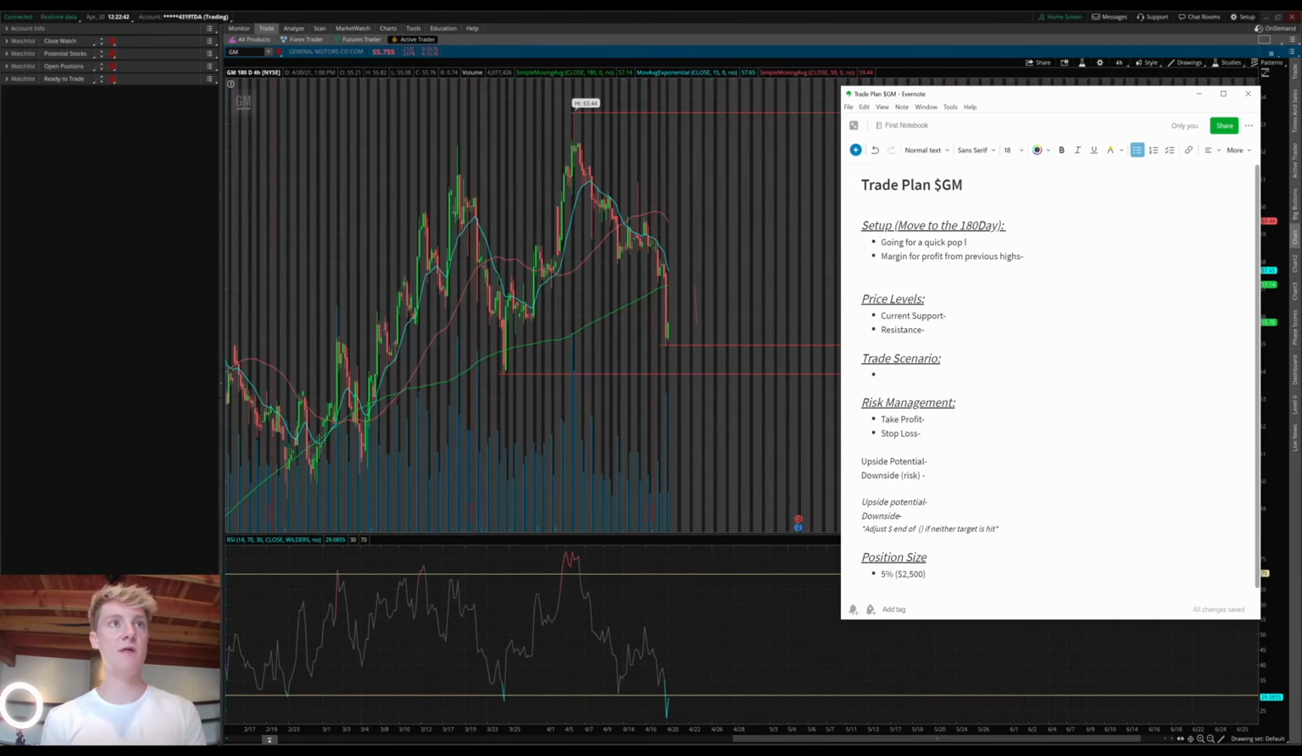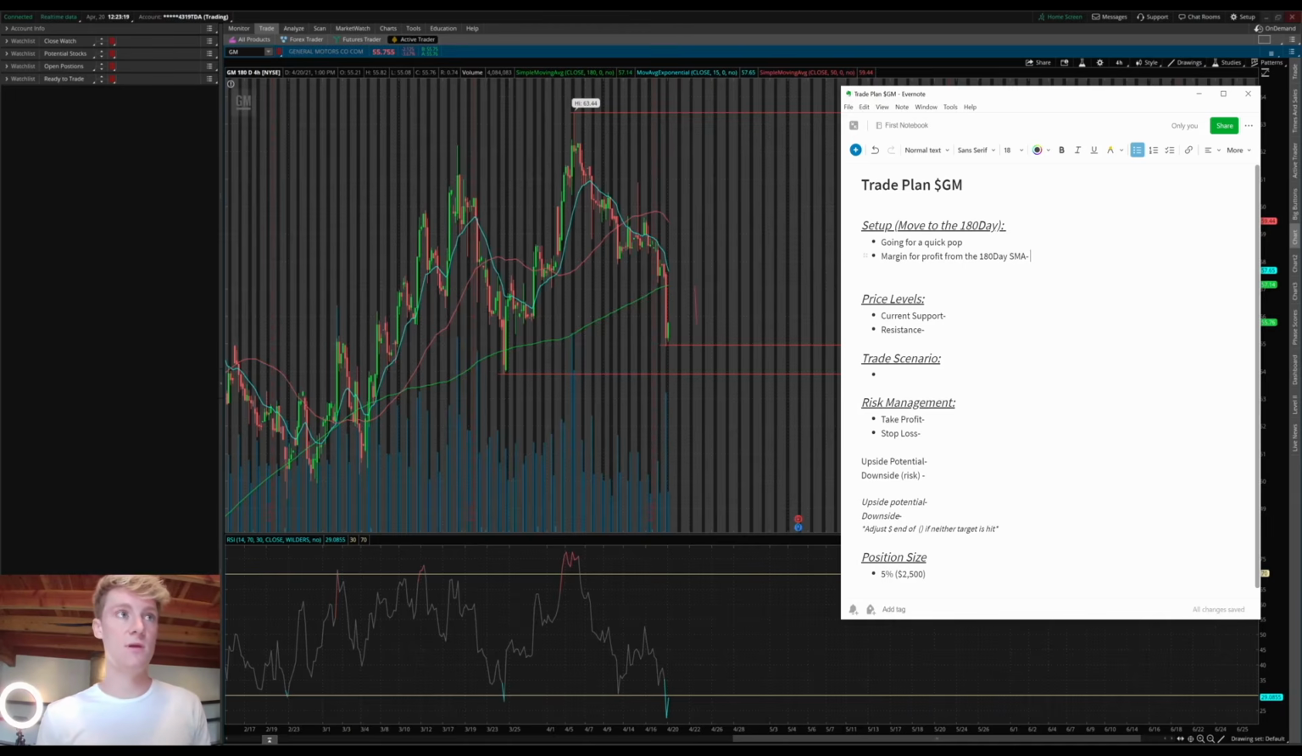It's important to modify the trading plan. This is just the base rubric I use. You can change it however you want. I'm just gonna say I'm going for a quick pop. And instead of having my margin for profit from previous highs, I don't need to know that, right? I could calculate that, but all I'm looking for on this play is a move up to that 180-day SMA. So I want my margin for profit from the 180-day SMA.